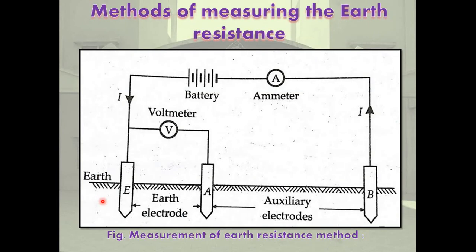Now, methods of measuring the earth resistance. First of all, what is earth resistance? Earth resistance of earthing systems is the resistance between the earthing electrode or mat and the earth. It is in ohms. With a very good earthing mat, earth resistance is below about 1 ohm when ground is wet and irrigated.